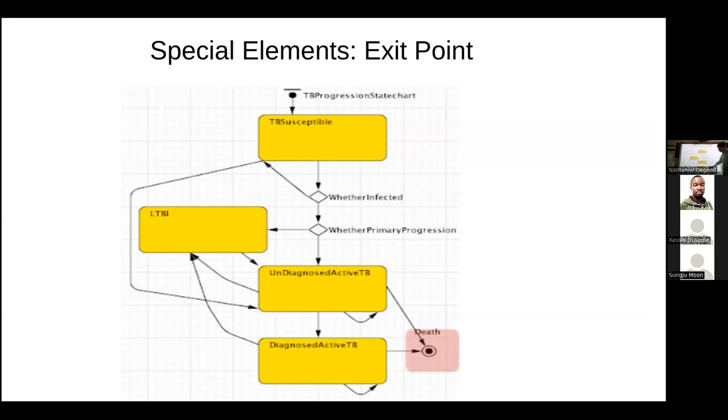And finally, I'll just note that often in state charts, you'll have these sink states, these states which represent endpoints. And it turns out that it often makes sense to share these between multiple state charts. So for example, death is the most common one. This is the death star. And people can transition there.